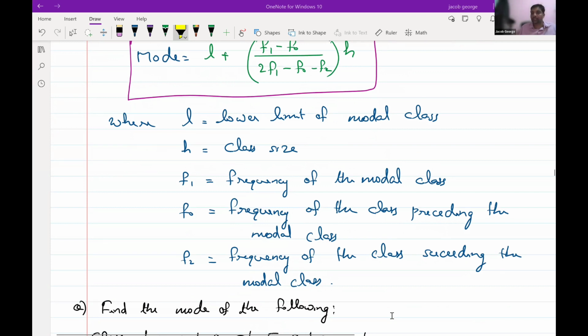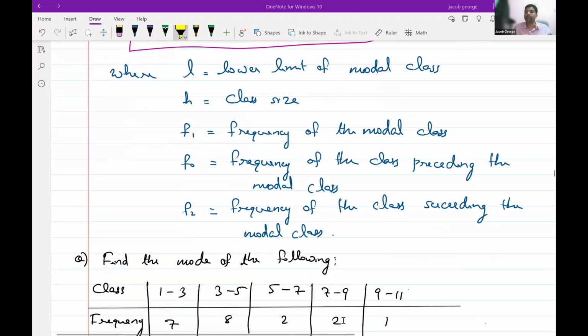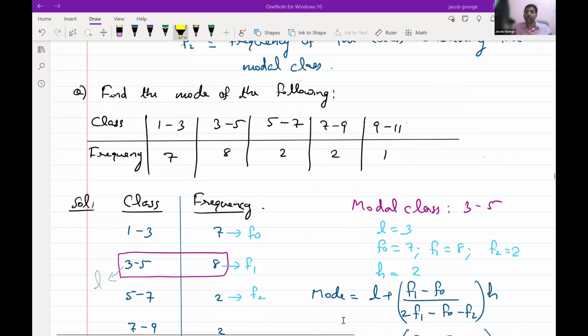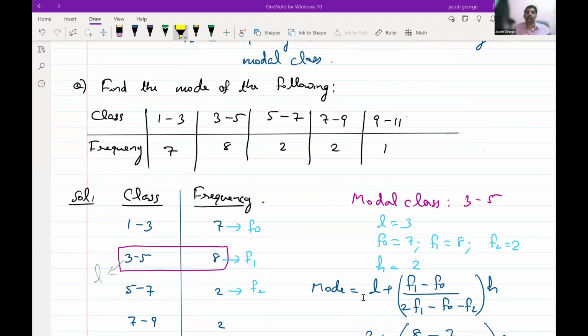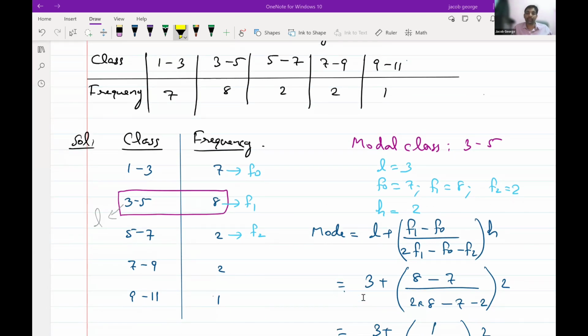So these are the letters. When I show you in a sum, you will get a clear idea, and you can understand faster how to mark these values. First of all, we mark the highest frequency as F1. Just preceding F1, the frequency is F0. Succeeding F1, the frequency will be F2. For example, look at this question. The question you will get in horizontal rows. We have to write it like this in vertical columns, class and frequency. Since it is continuous, I copied the same.